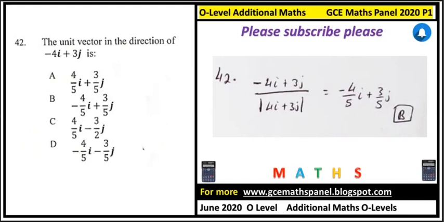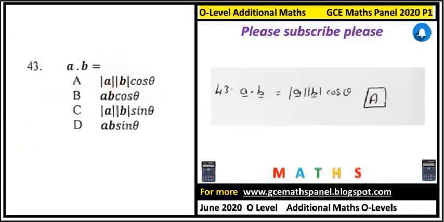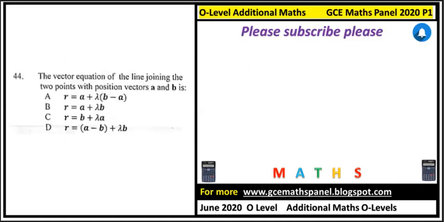Question number 43. A dot B is equal to modulus of A, modulus of B, cos theta, as you already know. This is just a statement that you know in class. Question 44. The vector equation of the line joining the 2 points with position vectors A and B is... This vector equation is given by A plus lambda into B minus A. Note, when you start with A here, you must end with A here. If you decide to use B, then B should be what is here.